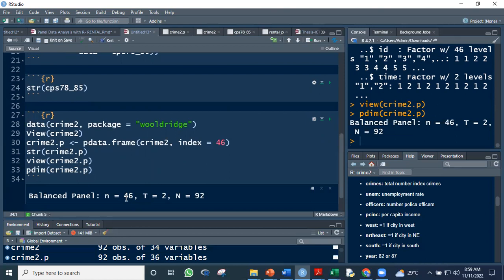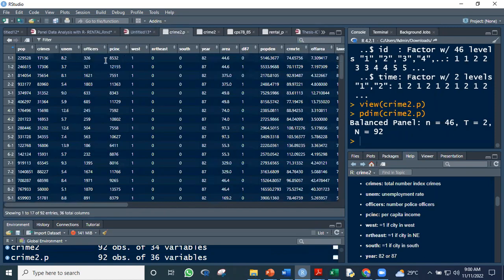Okay. It's a balanced panel. N is equal to 46. Time natin is equal to 2. And N is equal to 92 yung total number of observations. So ang lesson sa atin dito, class, when we're dealing with panel data, it's better to, of course, include a variable for your cross-sectional unit, no? Kung city man yan or country man yan, etc. It would be best to do that para yung indexing niya mas klaro, no?